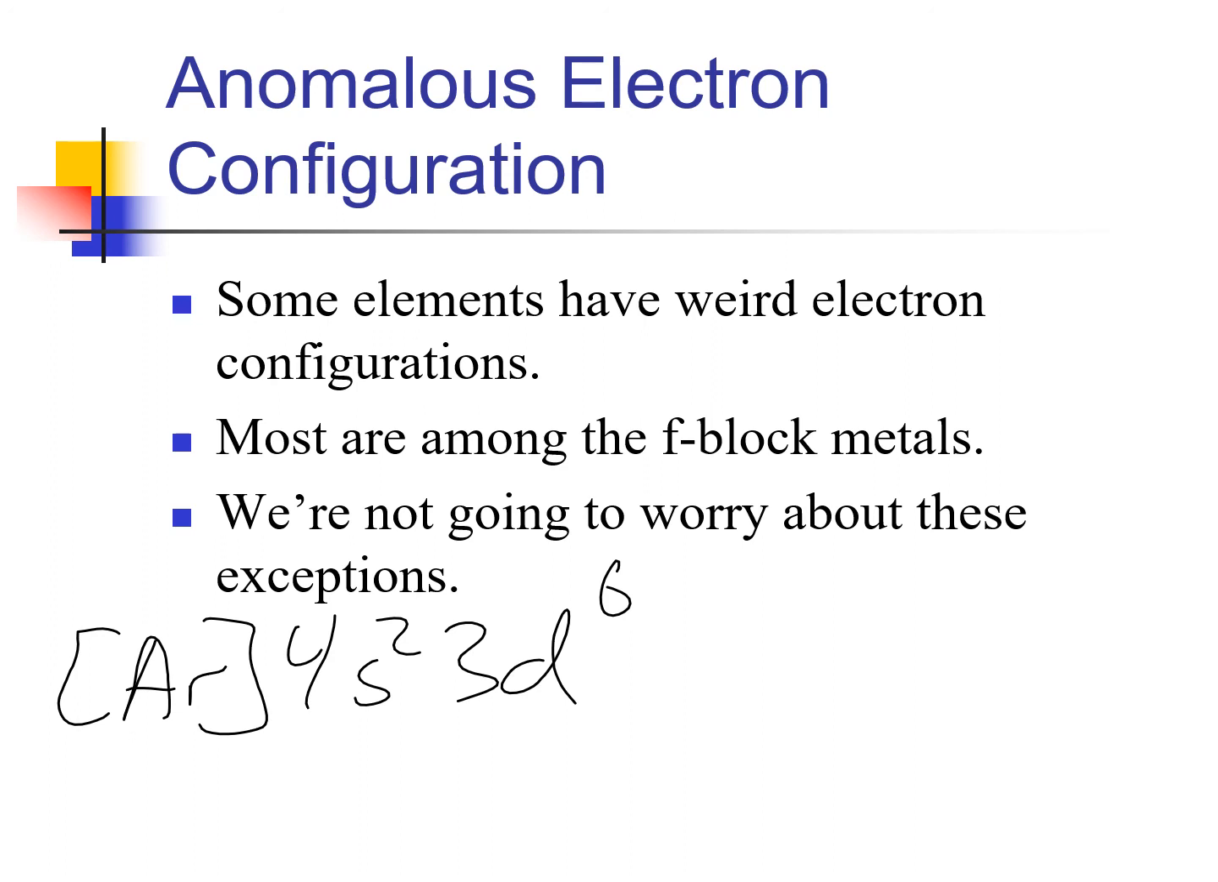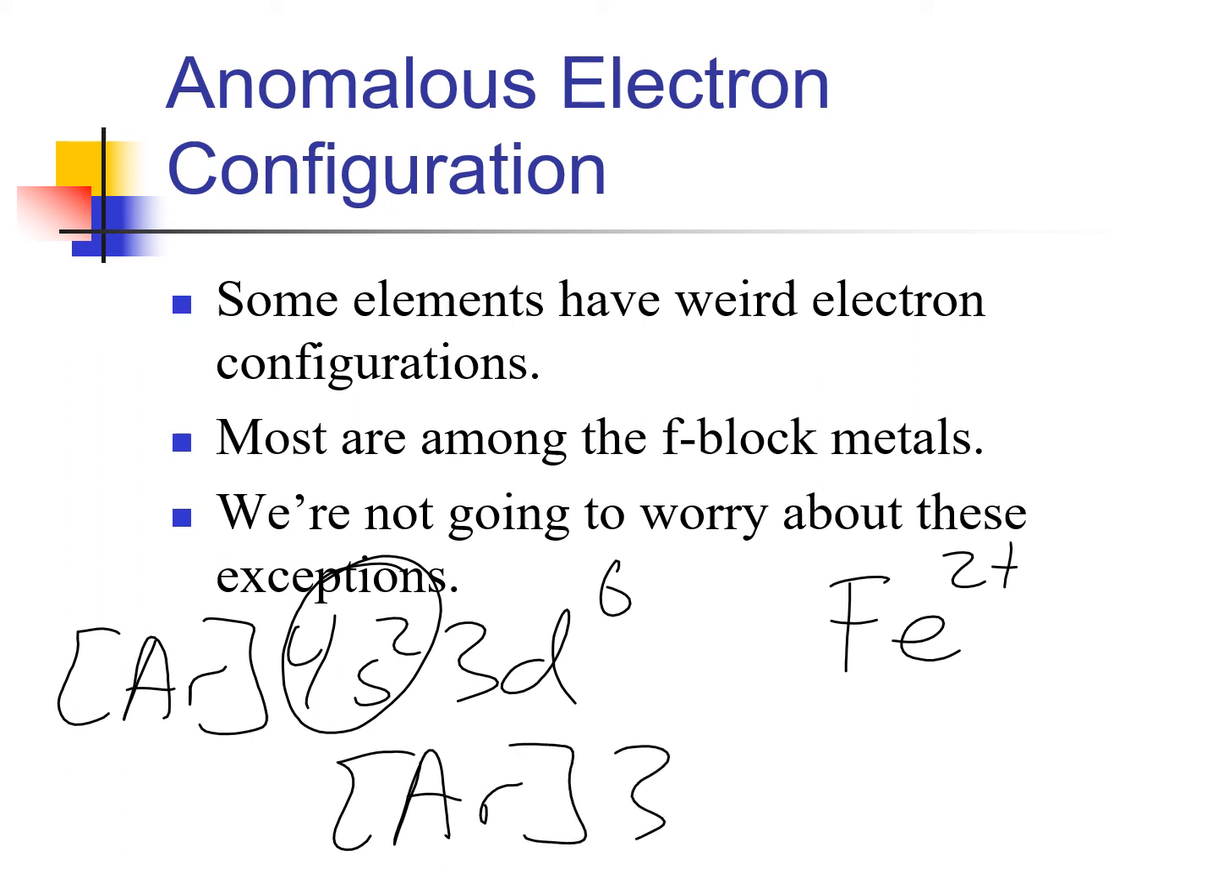Weird things happen. But when something becomes an ion, so let's say when iron forms a 2+ ion, it's going to lose the electrons from the highest energy level first, so it'll actually lose these 4s. So we would assume it's argon 3d6. A little bit weird, but that's how it is. Anyway, that's it. That's the chapter.